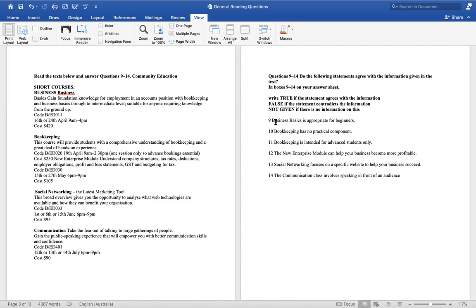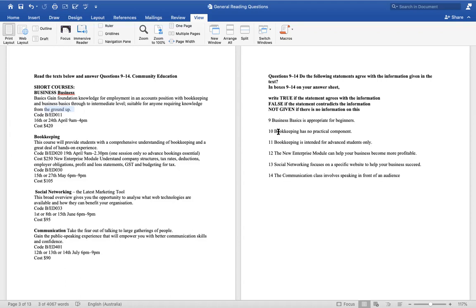So if you look at the first one, business basics is appropriate for beginners. The answer to this is true. Question number 9 is true. So the answer is found. Where is business basics? Over here. So where is our sentence that tells us? It's telling us for everyone requiring knowledge from the ground up, so right from the basics. So the answer is true.